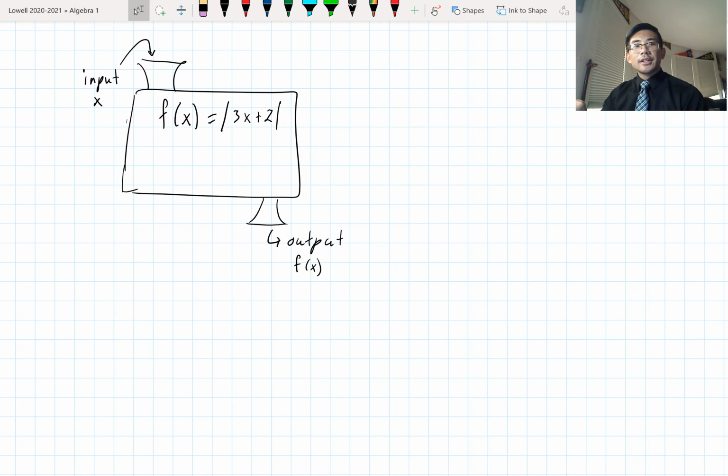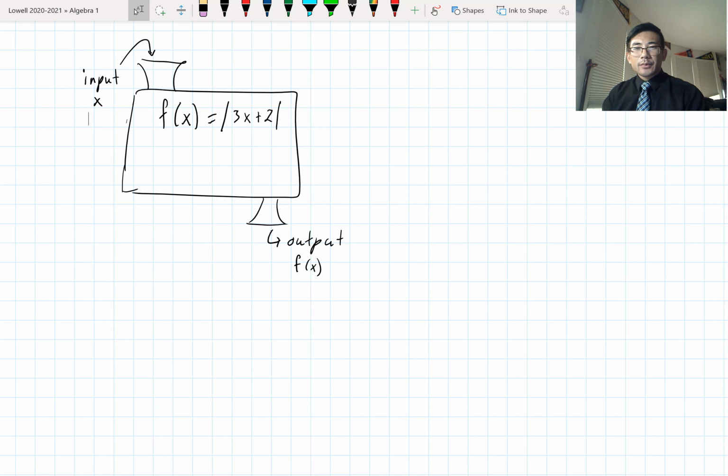So my function machine here is the function f of x. Again, that's what those parentheses mean. It's not f times x. Not that. It's not that. It's f of x, and that equals the absolute value of 3x plus 2.